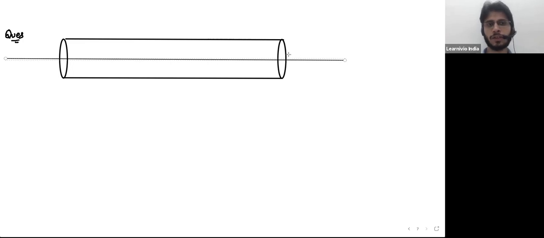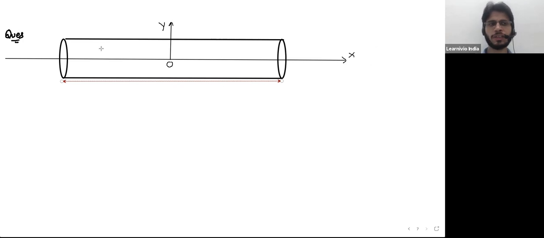This is the cylinder. This is the axis of the cylinder. This is the y-axis. This is the x-axis. This is the origin. The length of the cylinder is L. The total length of the cylinder is L.